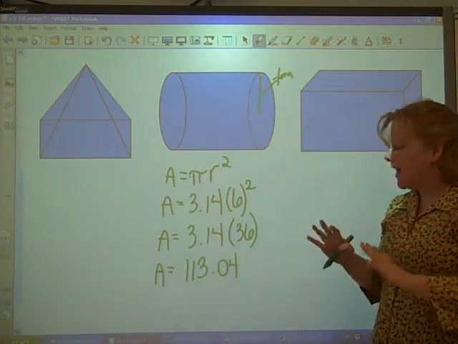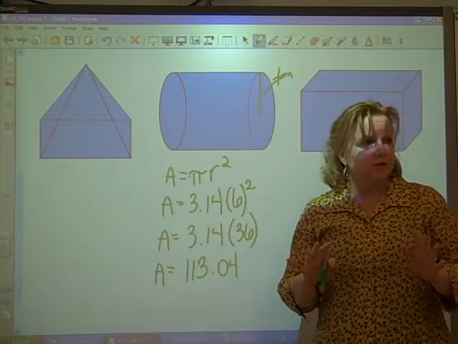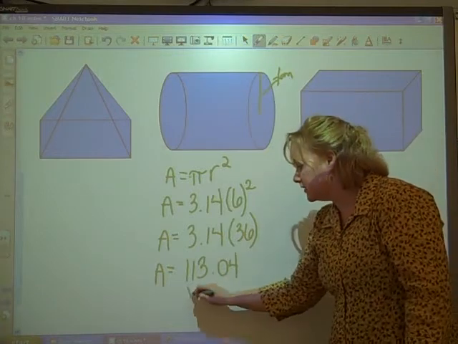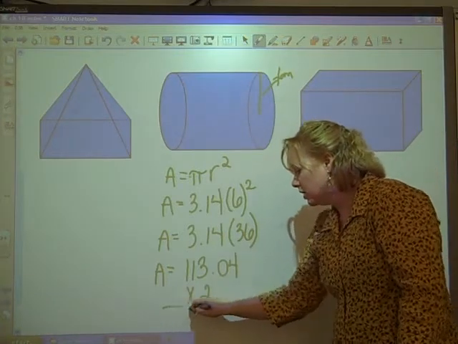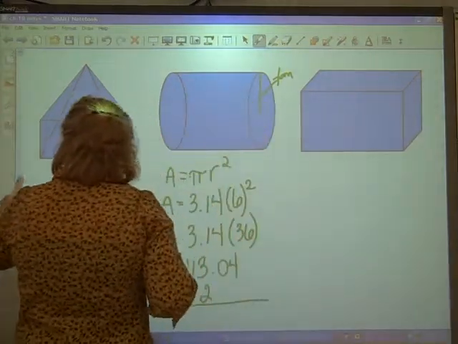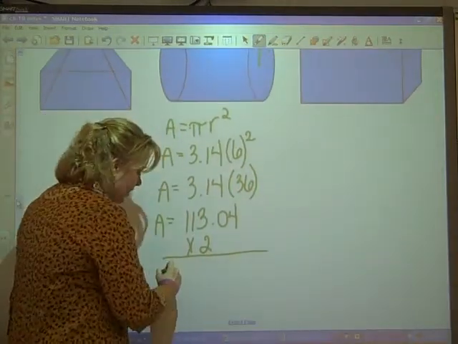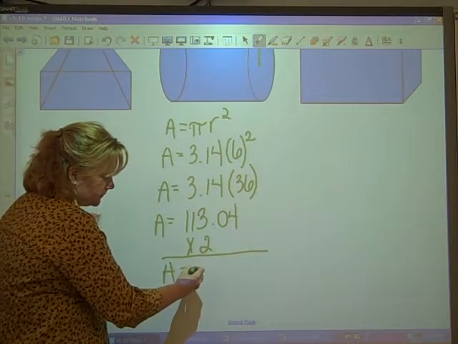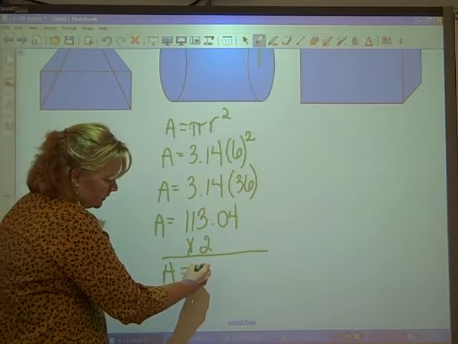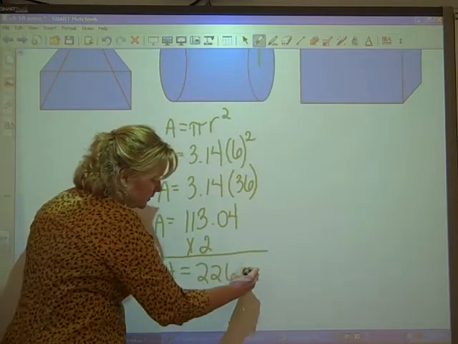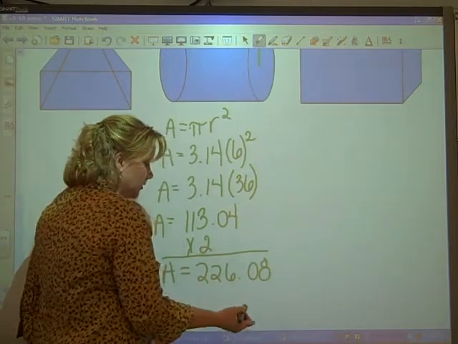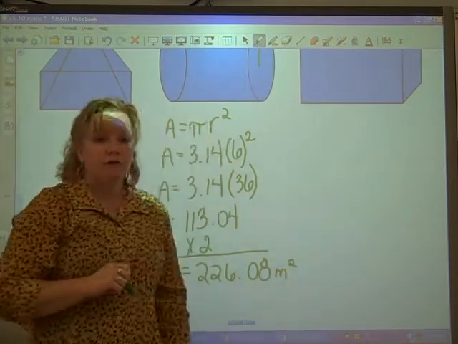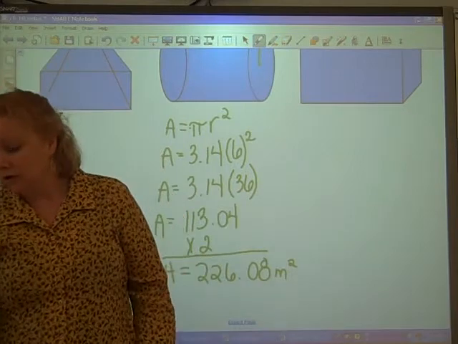Okay. And I'm not going to label it yet because, remember, we had a top and a bottom. So I'm going to go ahead and multiply this by 2. And when I do that, what do I get for my area for both of my circles? 226.08. Say it again for me. 226.08. Okay, and so that is the surface area for the top and the bottom of my cylinder.